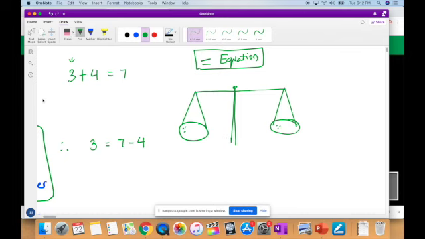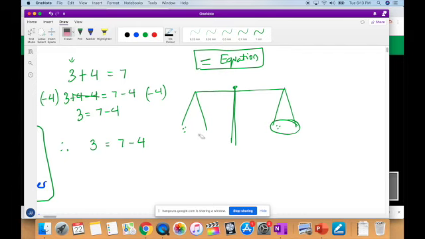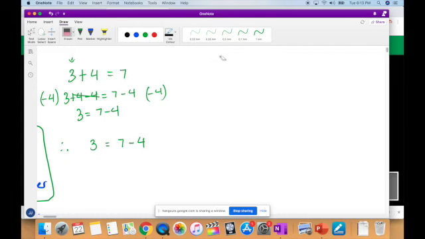So what I need to do is minus 4 from both sides. What I'll end up with here is 3 plus 4 minus 4 is equal to 7 minus 4. The 4's cancel. Now I'll have 3 is equal to 7 minus 4. Caitlin, you alright with this so far? Yeah. You okay, right?